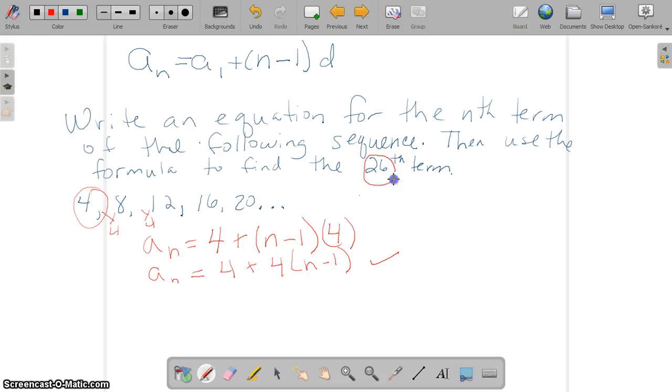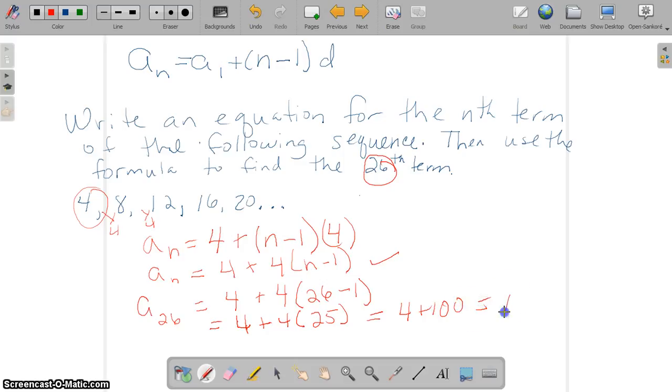So if I want to know what my 26th term is, all I have to do is plug in 26 for n and solve this simple equation. Okay? 4 plus 4 times, that's 25, okay, equals 4 plus 100 equals 104. So if I kept going, 24, 28, 32, blah, blah, kept going, when I got to term 26, my term 26 would be 104.